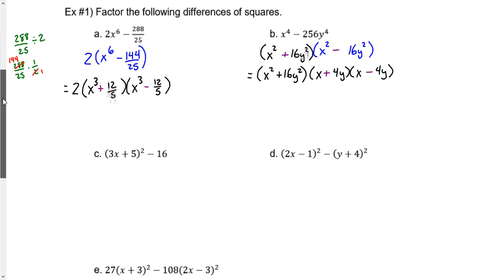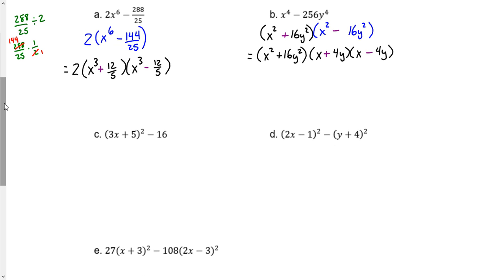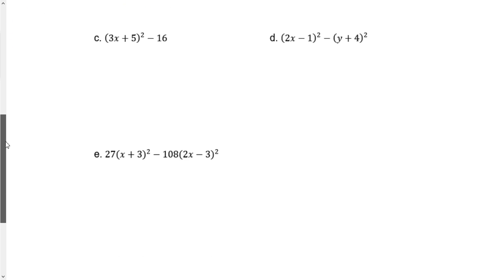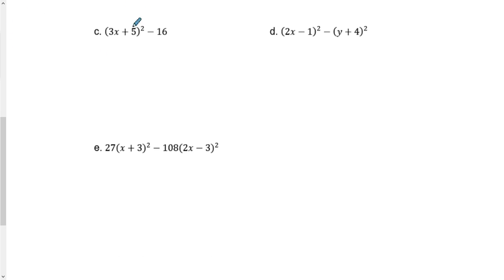When we do these difference of squares, we're going to do all these the hard ways. On our next page, we're going to do some of it a little bit easier. For example, here, we have 3x plus 5 squared subtracting 16, which means we actually have a square and we are still subtracting a square. The square root of 3x plus 5 squared is just 3x plus 5.